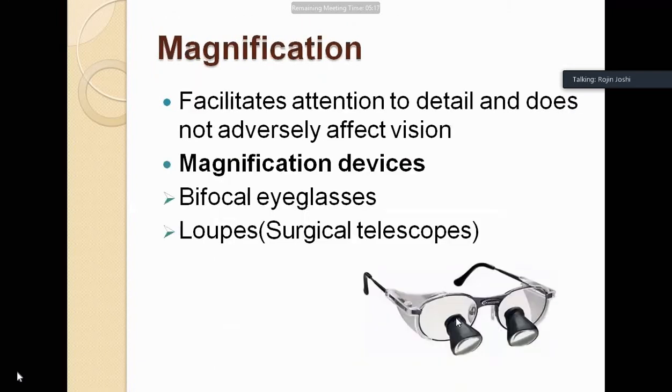So magnification, can you see? These are the loops which are placed. They facilitate attention to details and do not adversely affect vision. Magnification devices are bifocal eyeglasses and surgical loops. These are your surgical telescopic loops. Okay, we have different types of loops.